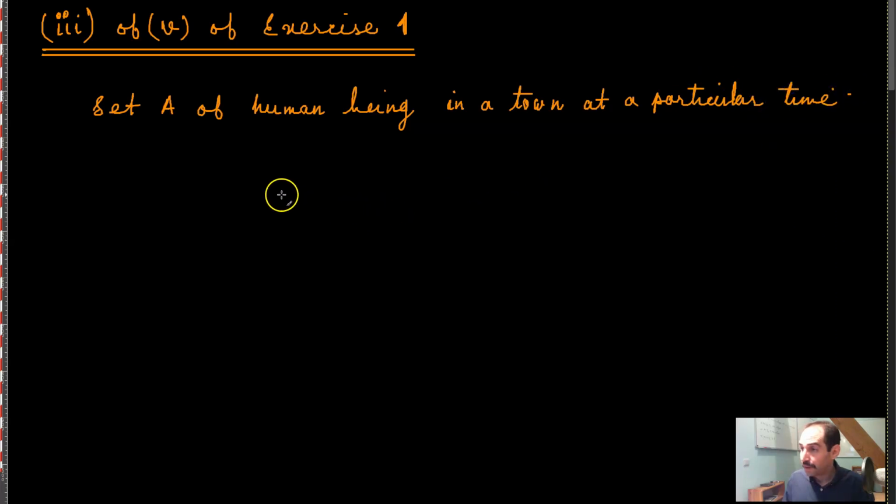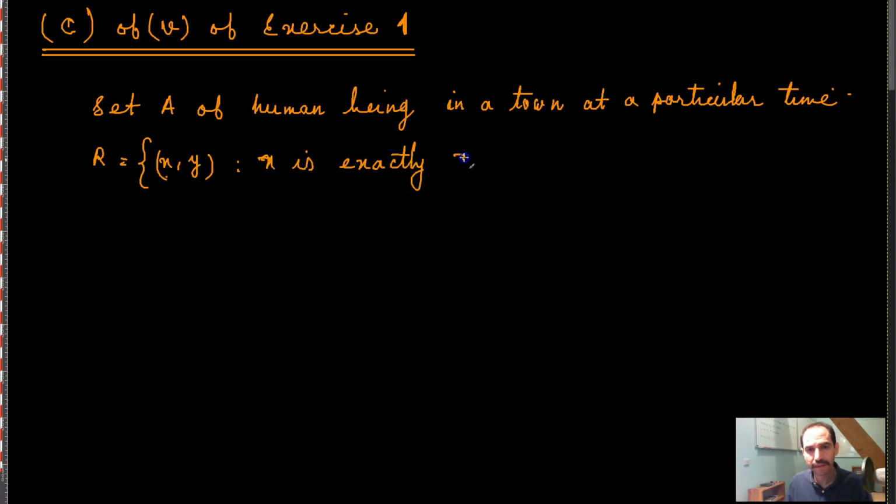Right? And this is actually part C, and the previous parts were A and B. So this is part C. R in this case is all the ordered pairs (x, y) such that x is exactly 7 centimeters taller than y.